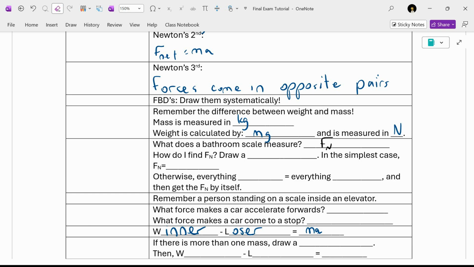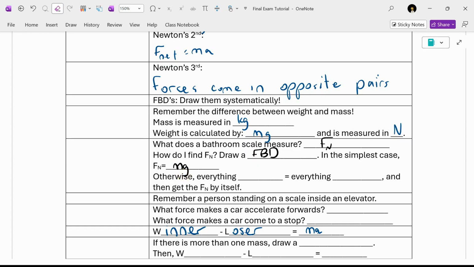How do I find Fn? You'll notice there is no equation for normal force. Instead, we had to draw a free body diagram. And then I often said, for the simplest ones, something like this: I don't know the normal force. Oh, but look. I know the force of gravity is the same size as the normal force. And in the simplest case, the normal force was mg.